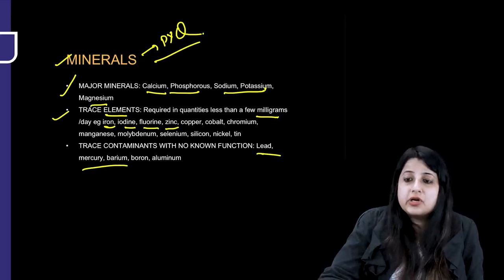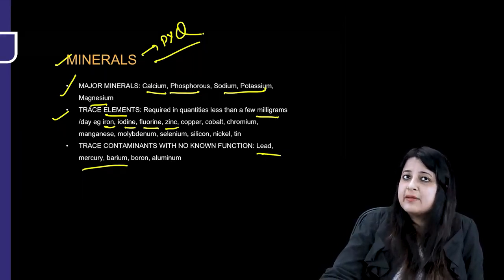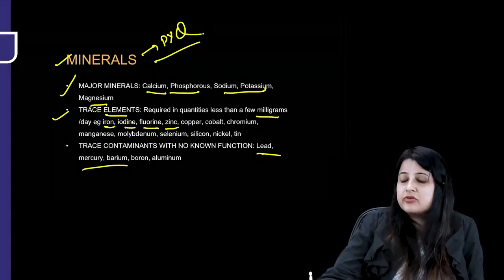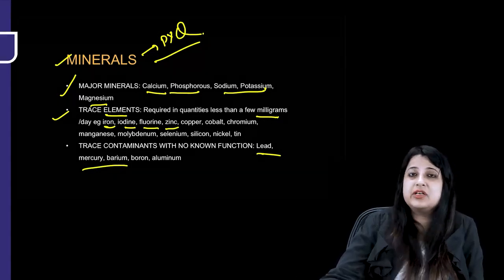But what is more important? Macronutrients, proteins, carbohydrates, fats, how much energy they are providing, what percentage they make up of our diet. Then micronutrients, vitamins and minerals. In minerals, name the major minerals and name the trace elements.